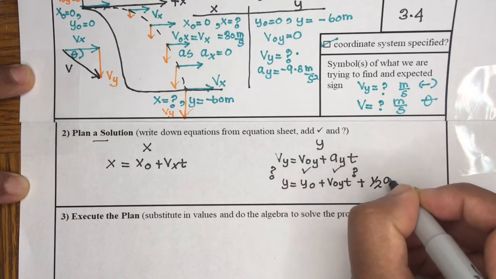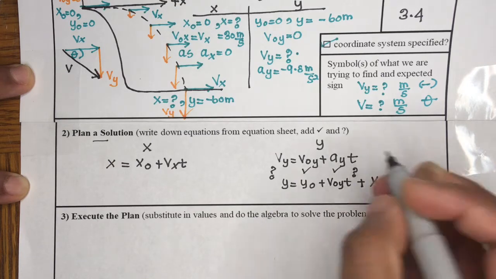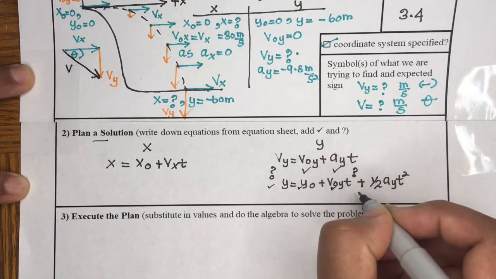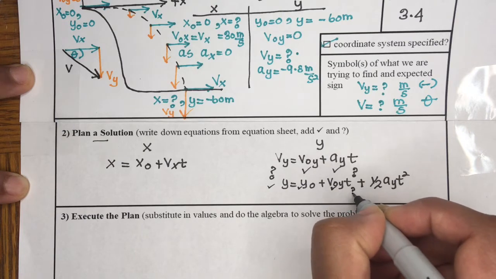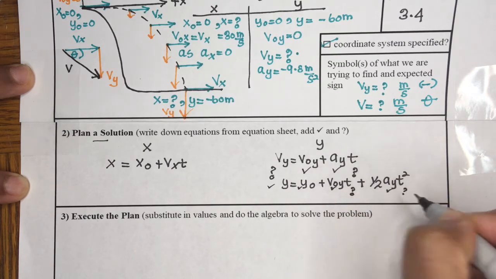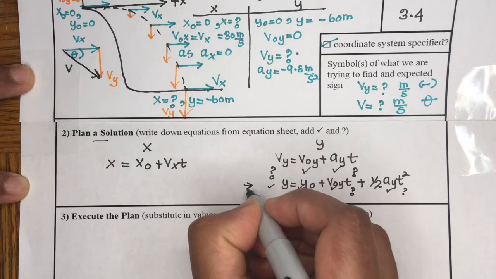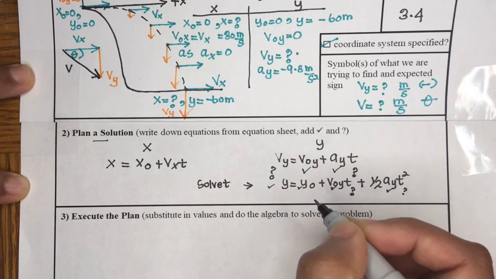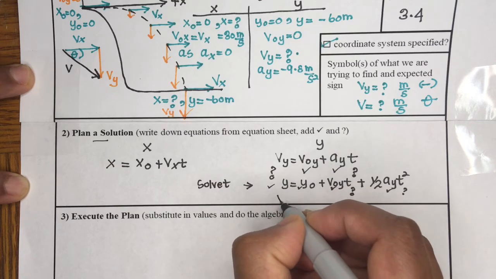And in this equation, we do know the final y position. We know the initial y position, initial y velocity, time is an unknown, and we know the acceleration. So this equation can be used to solve for the time. I'm going to keep it aside and let's look at the third equation.